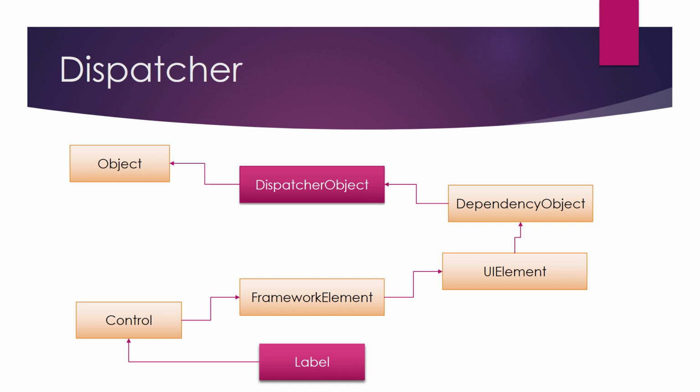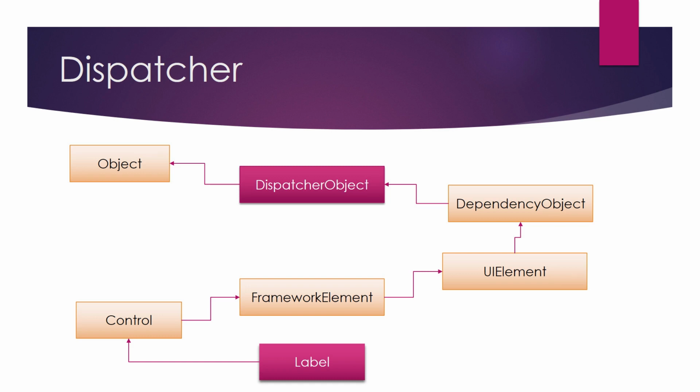The main purpose of this tutorial is to show how to use it to let background thread access the label control that is owned by the UI thread. Before we start using dispatcher class, let's understand how every WPF object refers to a single dispatcher. In this class hierarchy diagram, you can see that every WPF control inherits from dispatcher object class, which in turn inherits from base object class.